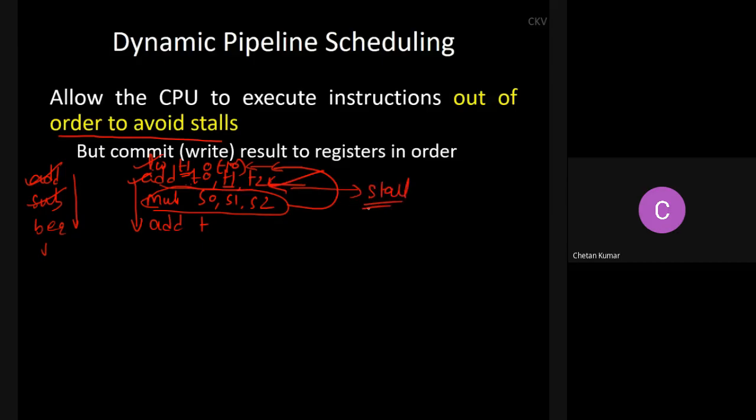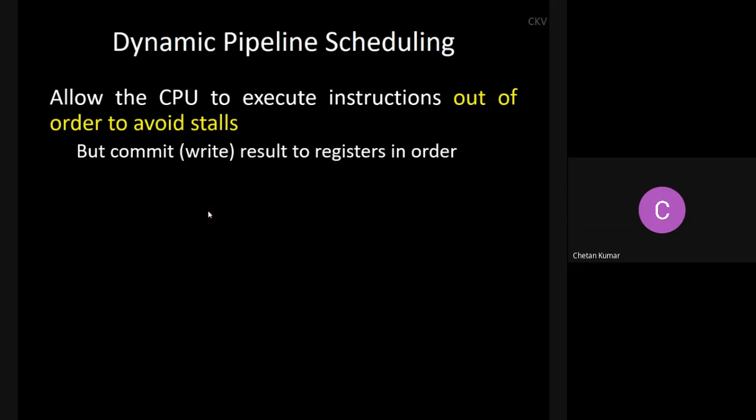Instead of not doing anything, why not execute an instruction which might come later, which is not dependent on any of the earlier instructions, and if the corresponding functional unit is free, why not fill the stall with the execution of multiplication, or some other instruction which is independent. So that's the basic idea of out of order execution.